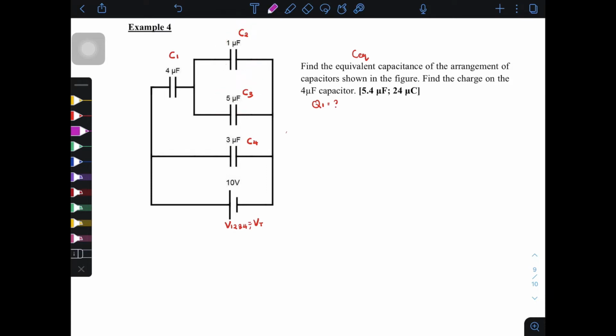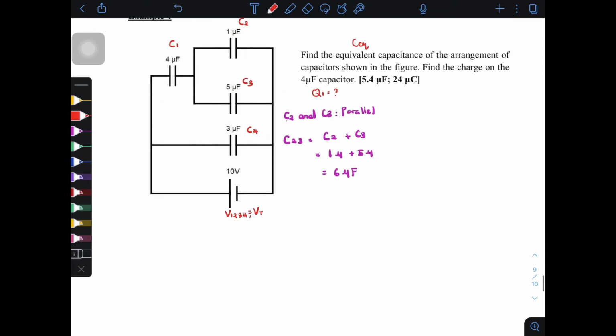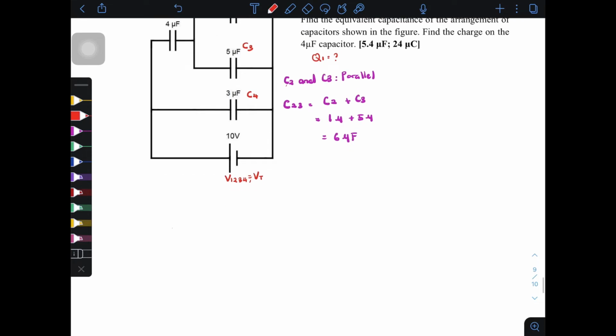So, kita tulis kat sini C2 and C3 are in parallel. So, kalau parallel, tahu C23 is equals to C2 plus C3. So, C2 plus C3 ialah 1 micro plus 5 micro. So, kita akan dapat 6 microfarad. Okay, so daripada gambar ini, kita akan dapat gambar yang baru, which is 2 and 3 dah gabung.